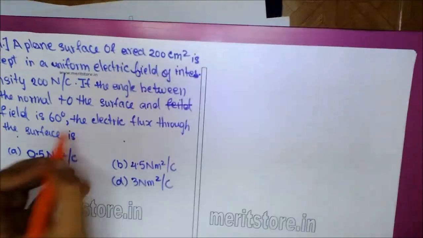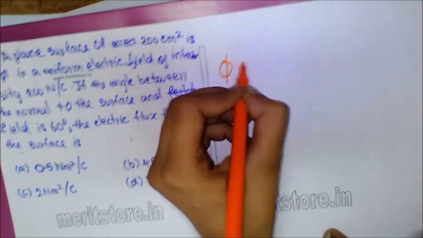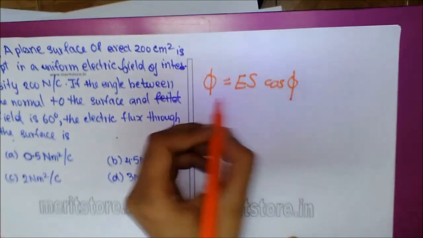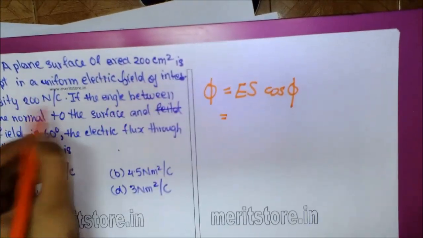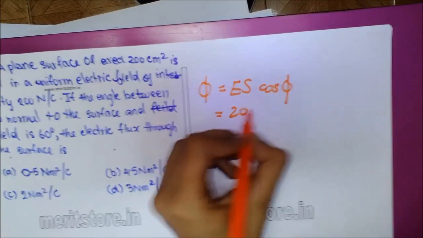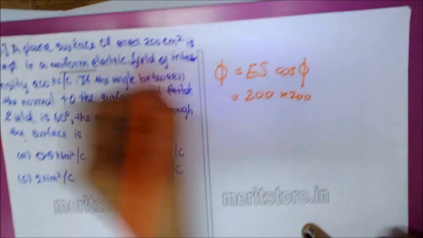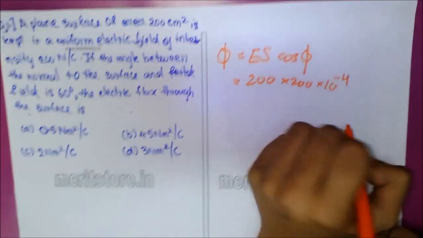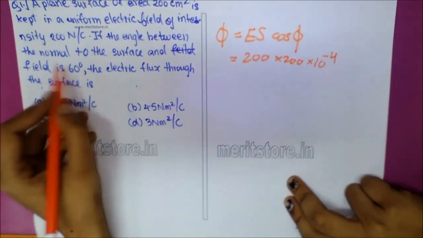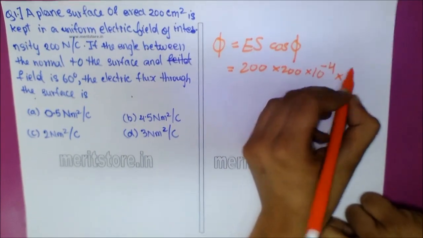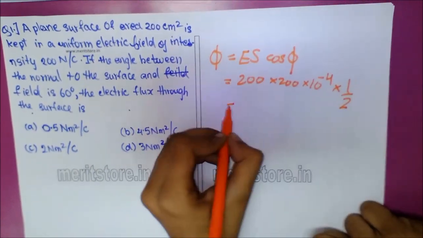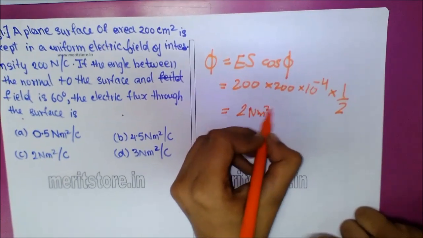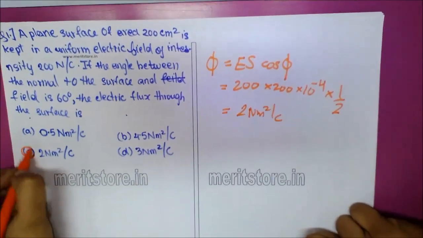So now we have to find the electric flux, φ, and we have the formula φ = ES cos θ. We have been given the values 200 and 200, that is 200 into 200. But since the area is in centimeters squared, we convert it into meters squared as 10 raised to minus 4, into cos θ. We use cos 60, that is half. So when you solve this, you get the answer as 2 Nm²/C. Option C is the correct option.